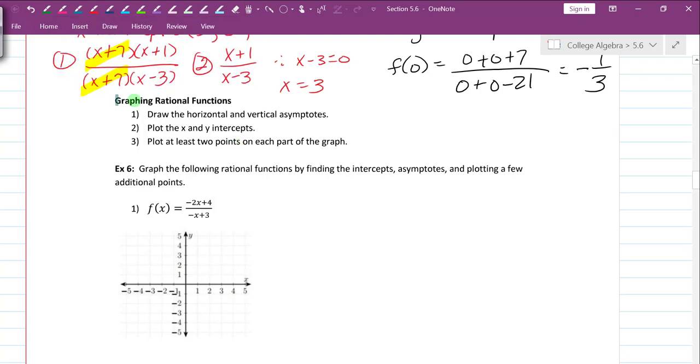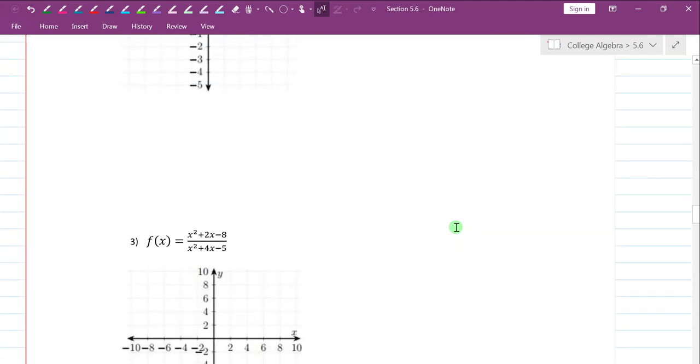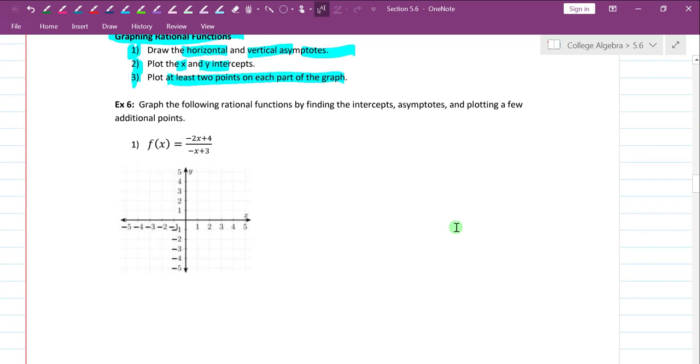So to graph our functions, the first thing we're going to do is draw the vertical and horizontal asymptotes. Then we're going to plot the x and y intercepts, and then we're going to plot at least 2 points on each graph. And our instructions are to graph these points, or those graphs. And this is our last few things that we're going to do.